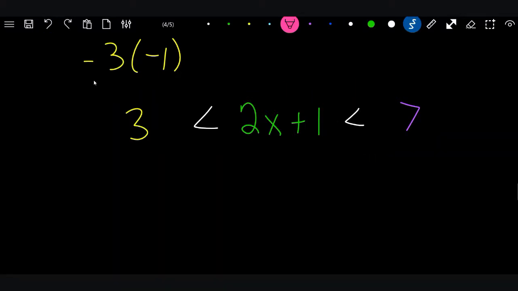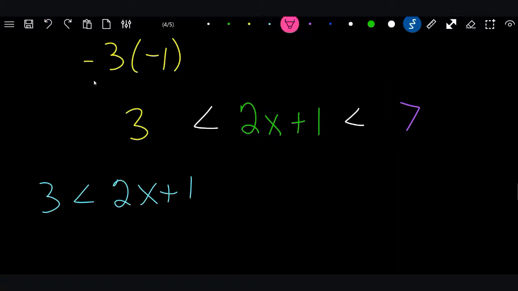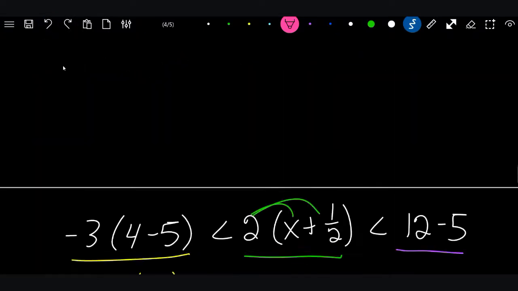What do I mean by that? Let's take this one over here, and we get 3 is less than 2x plus 1. Now we're going to take this part over here, and I'll do this one in pink, and we end up with 2x plus 1 is less than 7. I basically separated them into two problems. Then I come back up here and it says solve the first and second, and then solve the second and third. So I'm just going to solve them like we've been solving.